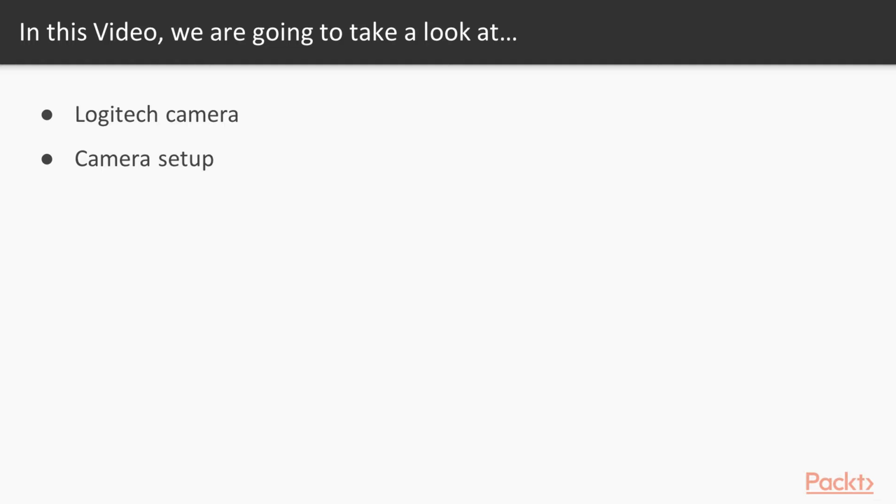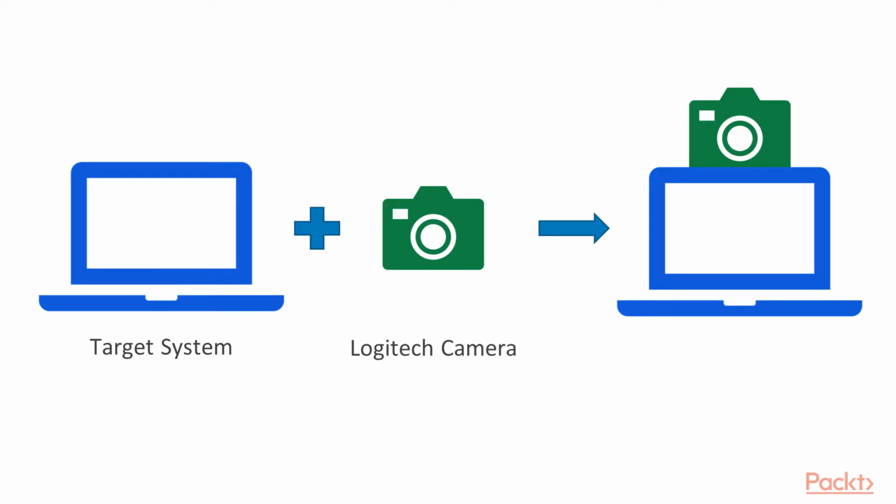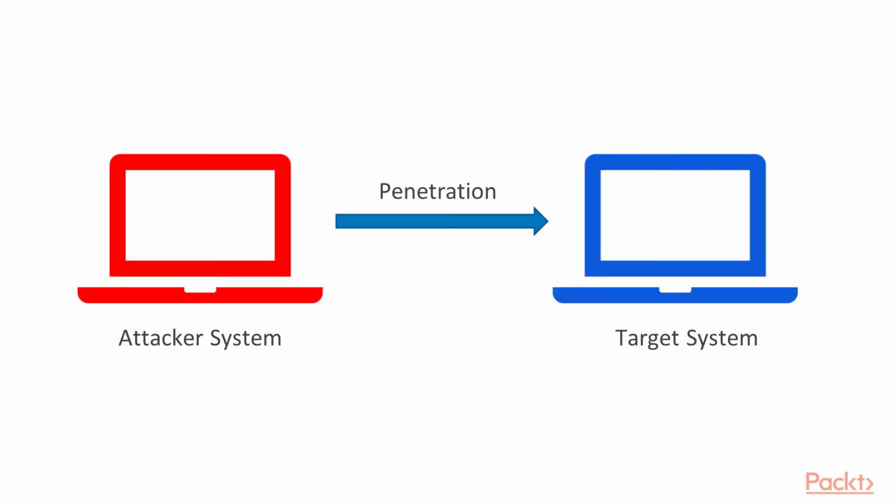So in this video we are going to take a look at a couple of points about the Logitech camera and the camera setup. So this is a setup here that we have a target system, and that target system is connected with the Logitech camera like this. What is the task here?